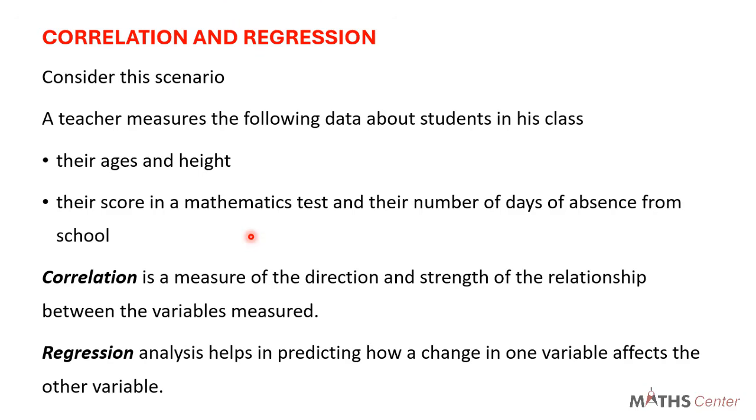What about regression? Regression analysis helps in predicting how a change in one variable affects the other variable. So for regression analysis, it helps us to predict how a change in one variable will affect the other variable. So let's say the teacher has been able to realize that as the ages increases, the height increases.